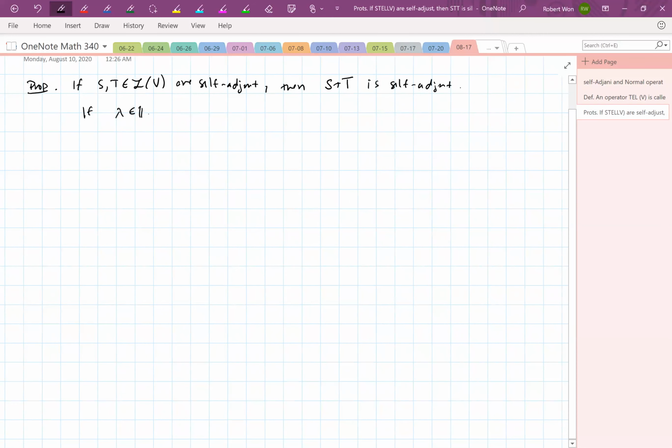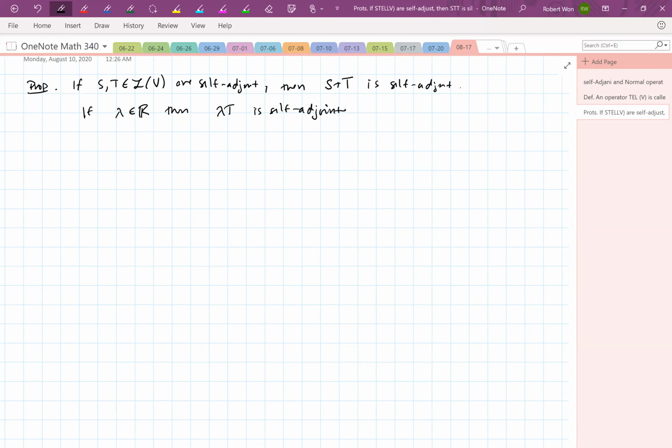So let's prove some basic properties. One, if S and T are both linear operators on V that are self-adjoint, so if you take two self-adjoint operators, then if you take their sum, this is self-adjoint. And if you scalar multiply by a real number, lambda T is self-adjoint. I guess I've already said that T is self-adjoint. Okay, so we'll see in a second why we need real.